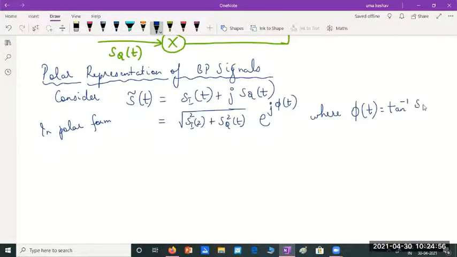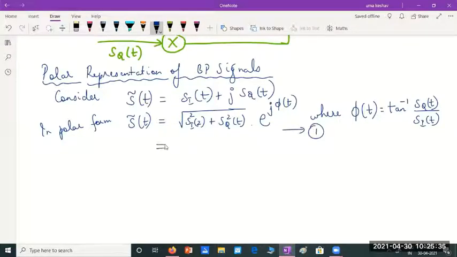As usual, tan inverse of what? Quadrature component, imaginary component by the real component. Remember, whenever we write any signal in the form of A plus jB, its phase angle is given as tan inverse of the imaginary component, tan inverse B by A, tan inverse SQ by SI, and I can write it in this format. So, in polar form, S tilde of t, the complex envelope, can be written like this.